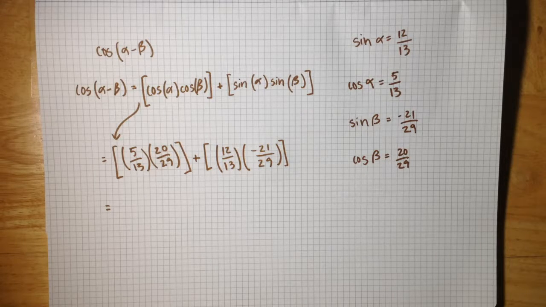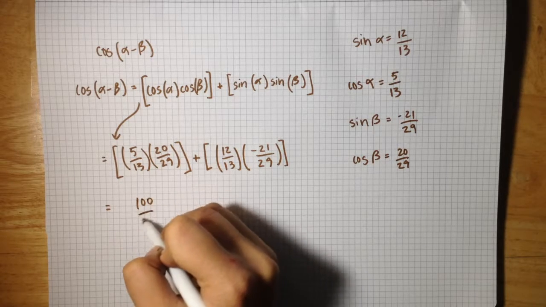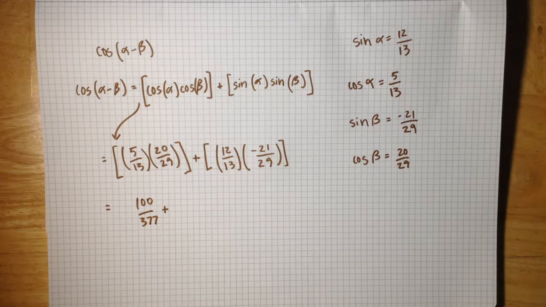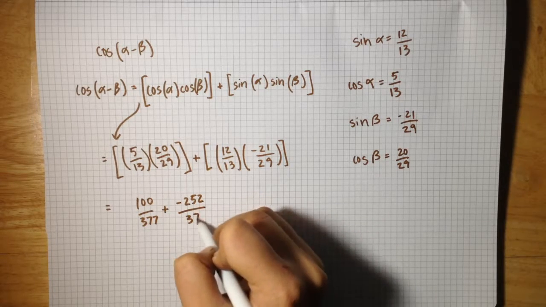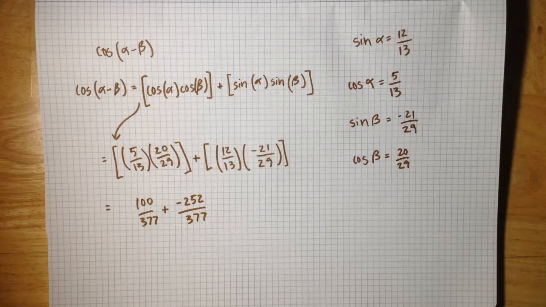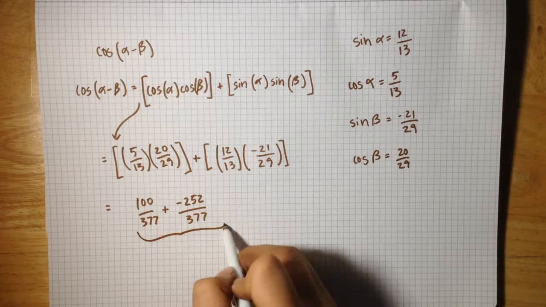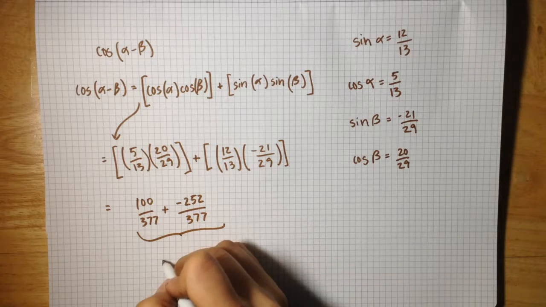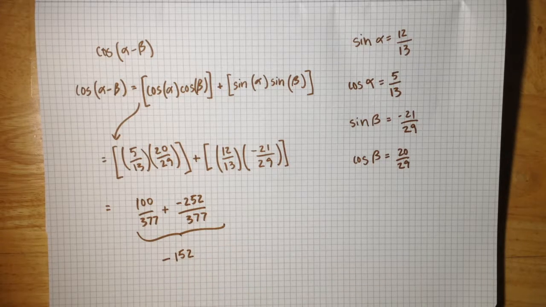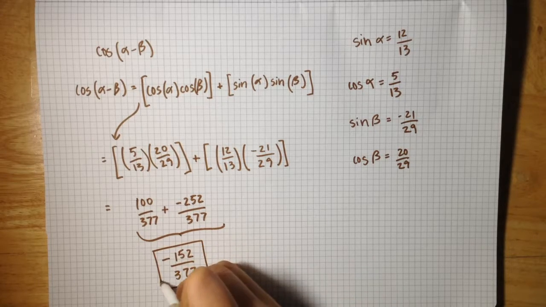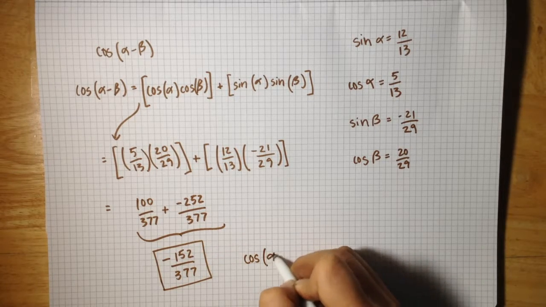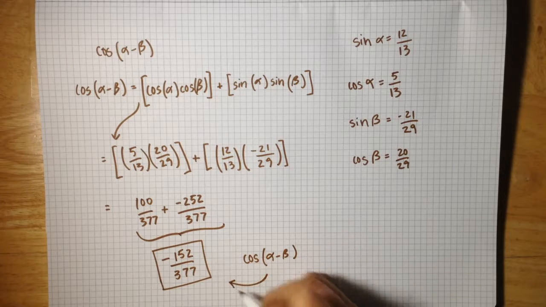Multiplying these, I get 100 over 377. So multiply these two, 100 over 377 plus negative 252 over 377. Simplifying this, our final answer is negative 152 over 377. So this is how you write the cosine of alpha minus beta in its exact form.